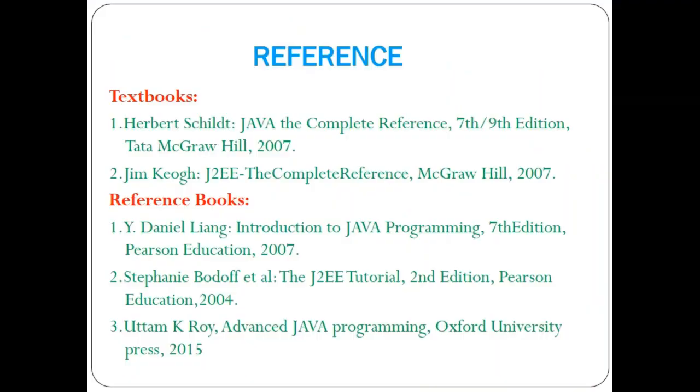These are the references which have been referred to in the entire slide. The textbook is Herbert Schildt, Java: The Complete Reference, 7th edition, Tata McGraw-Hill, and the reference books are by Daniel Liang, Stephens and Uttam K. Roy. These are the textbooks which are going to be referred.